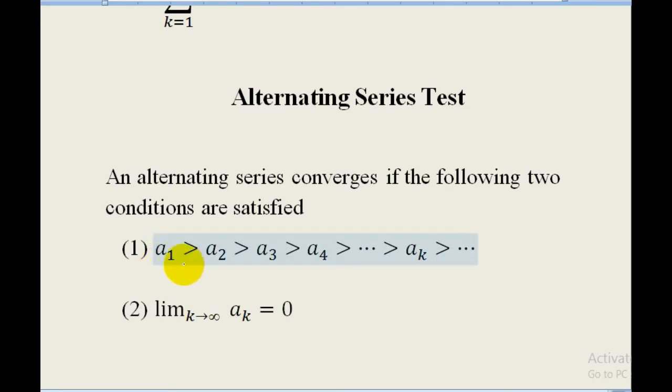The first condition says that the alternating series must be decreasing, here a1 greater than a2 greater than a3. The second condition is a limit on the kth term, or general term, of the series. So this limit must be equal to 0 and the series should be decreasing. If an alternating series satisfies both these conditions, then it is convergent, otherwise divergent.